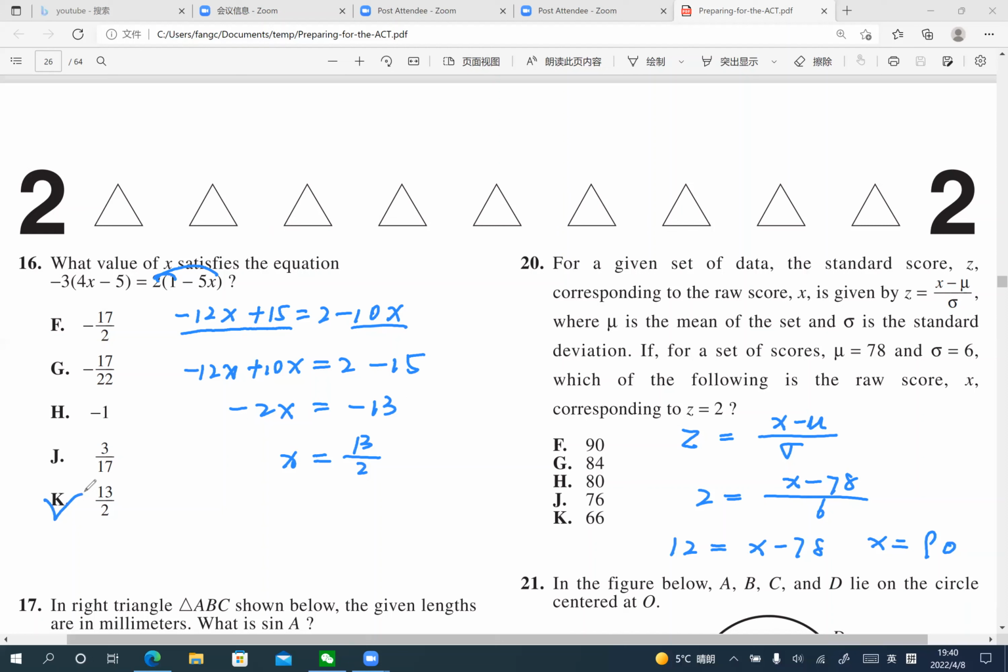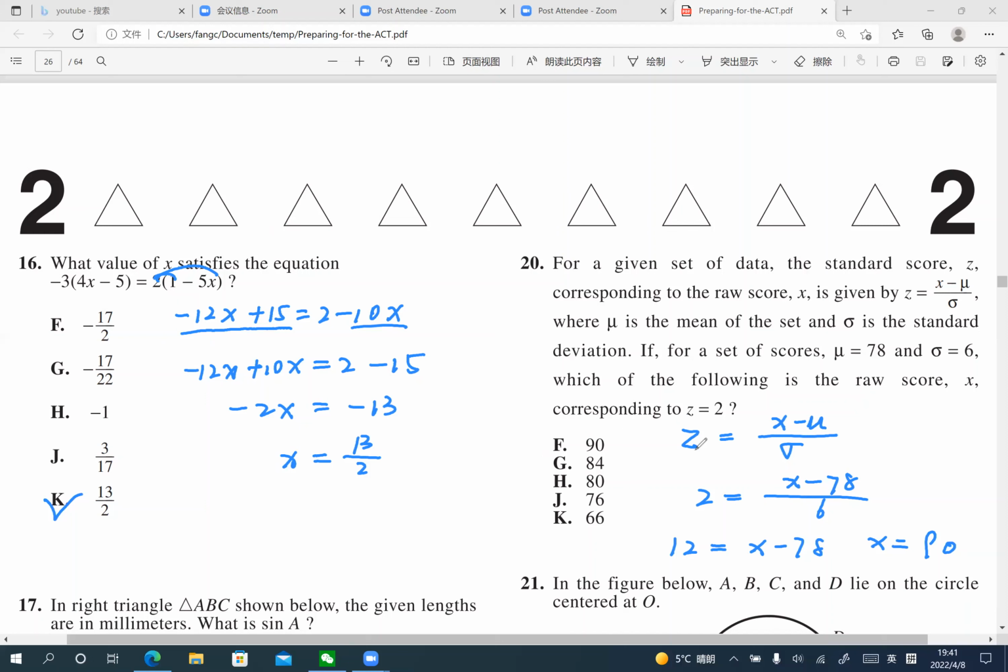Question 20. For a given set of data, the standard score Z corresponding to the raw score X is given by Z equals (X minus mu) divided by sigma, where mu is the mean of the set and sigma is the standard deviation. If for a set of scores mu equals 78 and sigma equals 6, which of the following is the raw score X corresponding to Z equals 2?